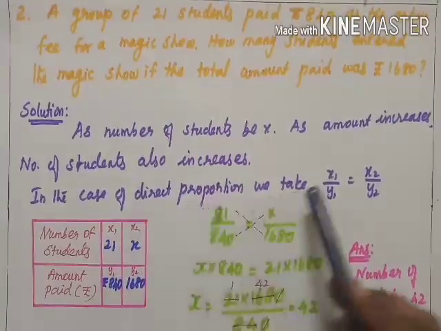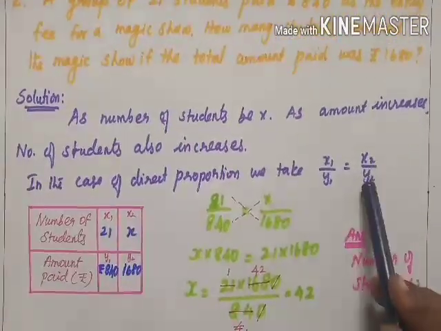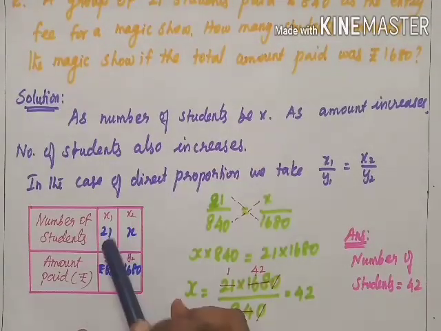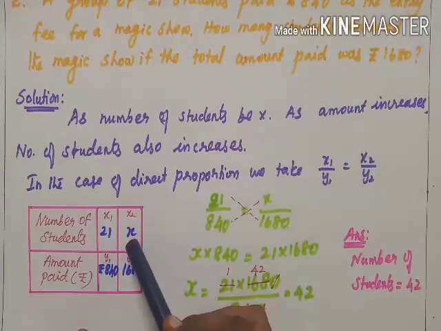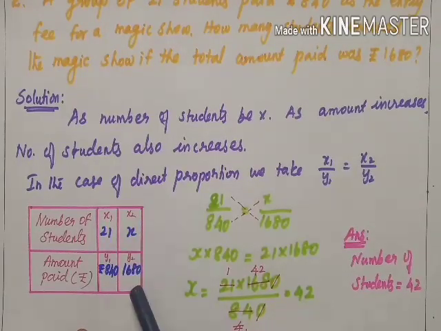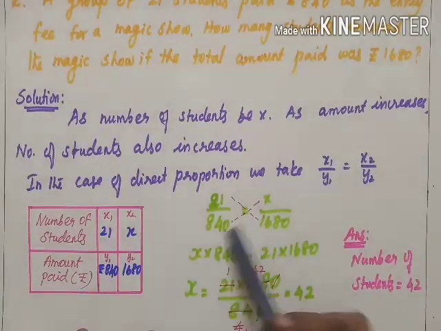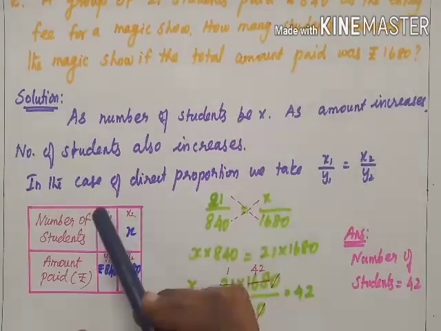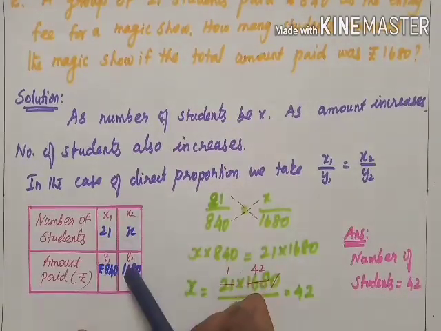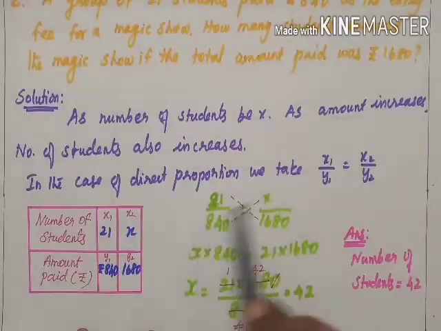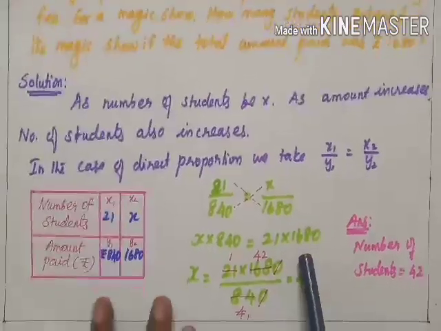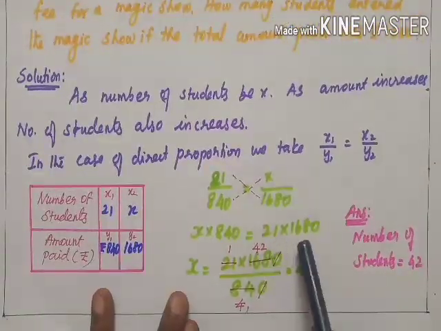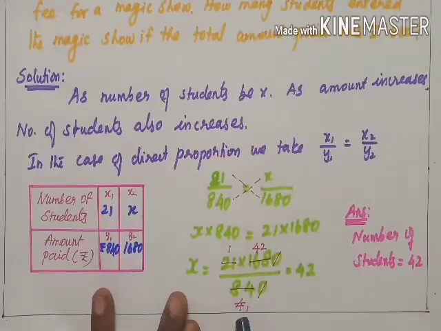So in this case of direct proportion, x1 by y1 equal to x2 by y2. Number of students, 21 students; amount paid by 21 students is 840. We don't know the number of students, so take it as x. Amount paid by those x students is 1680. So 21 by 840 equal to x by 1680. This is the value of x1, y1, x2, y2. Right, so do the cross multiplication. x into 840 equal to 21 into 1680. So the value of x is equal to 21 into 1680 divided by 840.